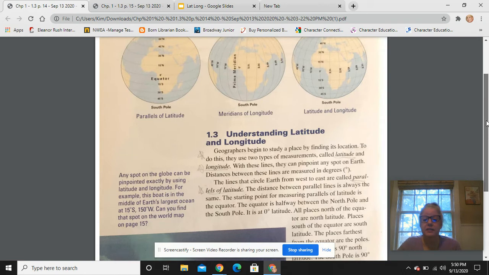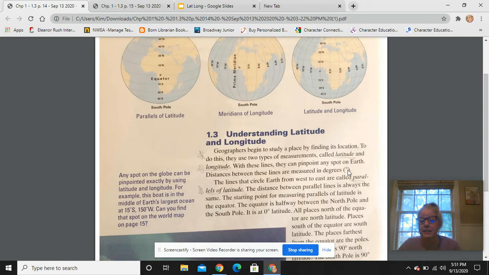Geographers begin to study a place by finding its location. To do this, they use two types of measurements called latitude and longitude. With these lines, they can pinpoint any spot on Earth. Distances between these lines are measured in degrees.